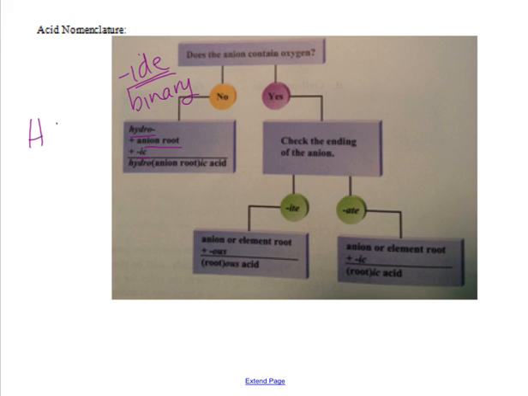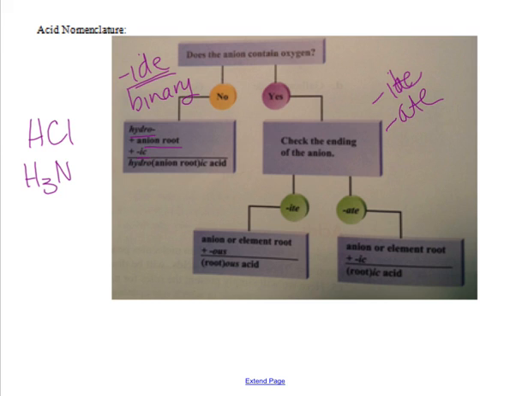So HCl would be hydrochloric acid. H3N, hydronitric acid. Again, because that's chloride, that's nitride. If they end in an IDE, it falls under binary. Okay? But we have acids that have polyatomics in them. If they have polyatomics in them, we know that it's going to end in an ite or an ate. This is really simple.